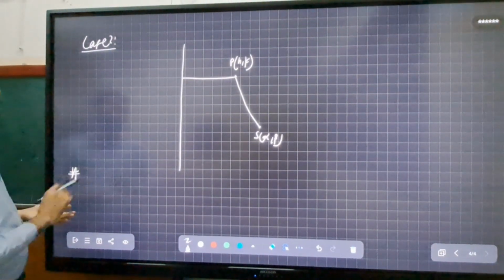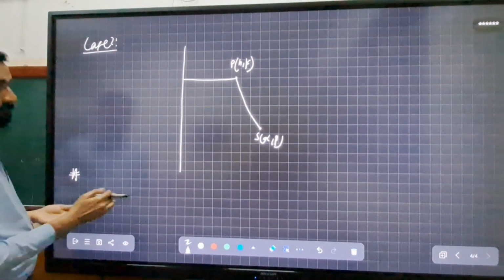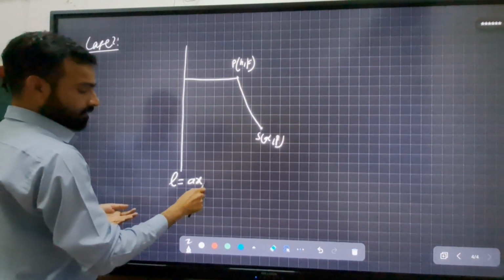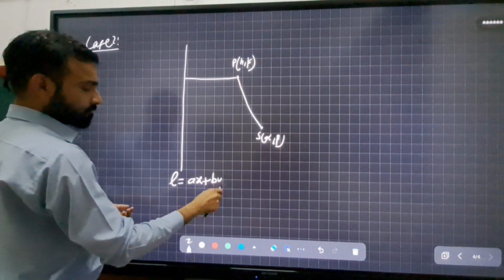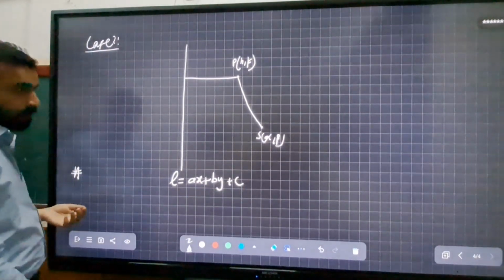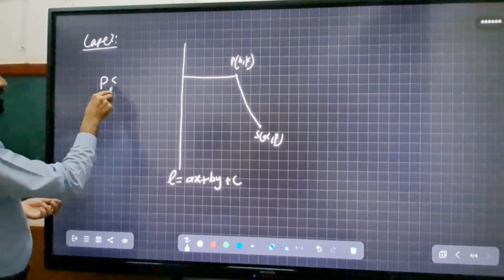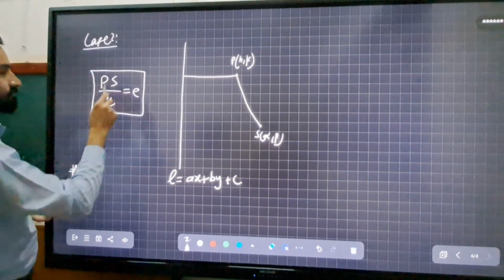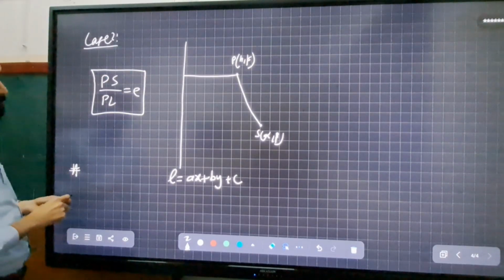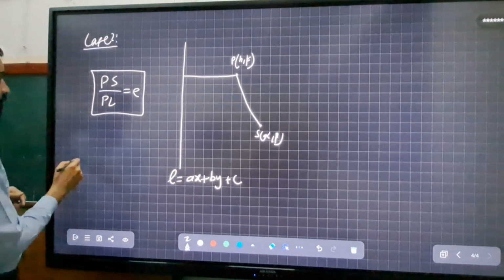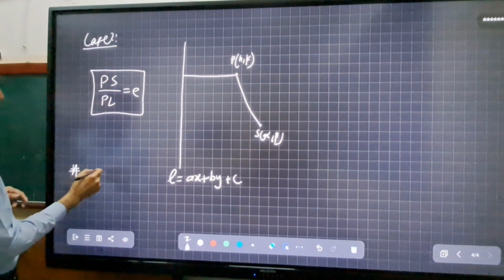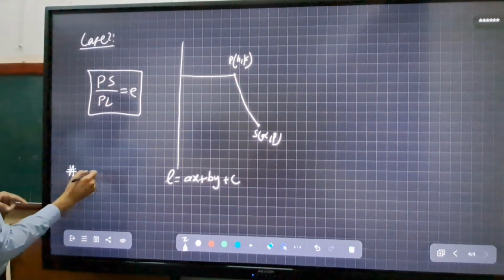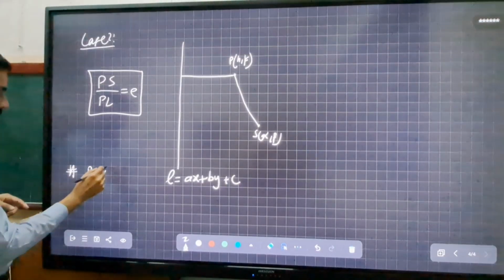If we solve this, alpha beta is given, h comma k is a fixed point, and the directrix is the line ax plus by plus c. So again, if we find PS by PL is equal to E, this is the definition of a conic. We will get different curves. So in this case too, the focus is not lying on the directrix, so we will get a parabola.